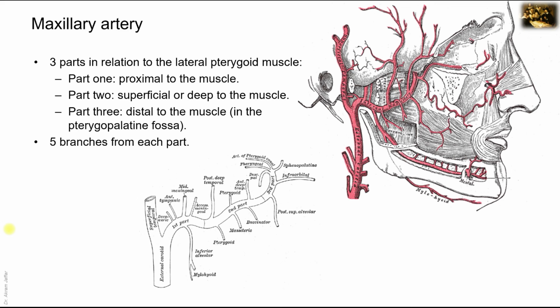So for descriptive purposes, the maxillary artery is divided into three parts in relation to the lateral pterygoid muscle, whether the artery is deep or superficial to the muscle. The first part of the artery is proximal to the muscle. The second part of the artery is either superficial or deep to the muscle. And the third part of the artery is not shown here because it goes through the pterygomaxillary fissure in the pterygopalatine fossa. There are almost 5 branches from each part.